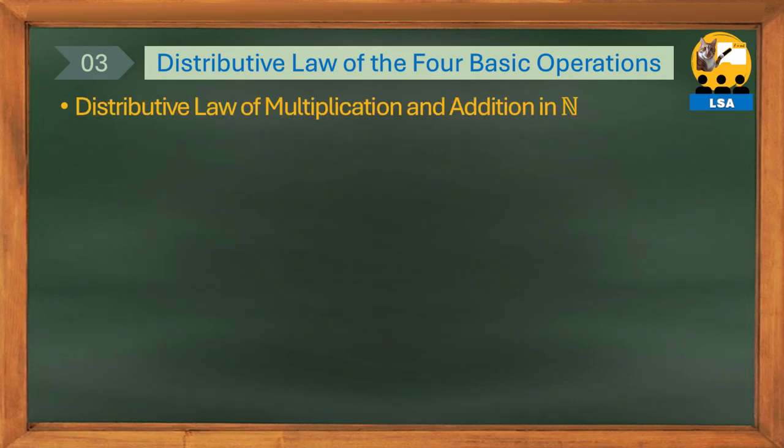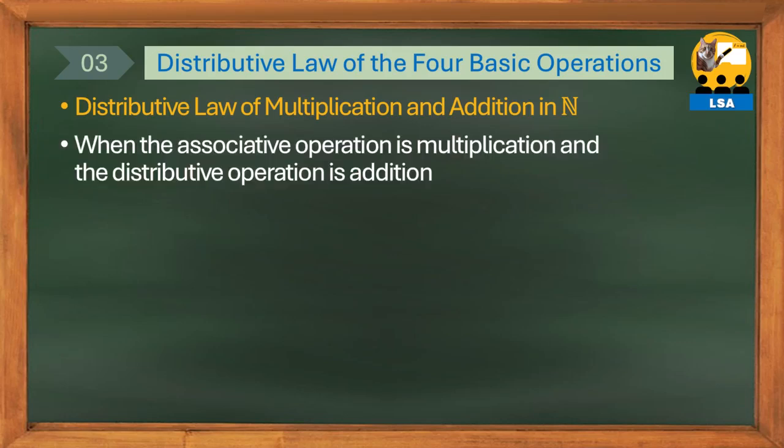When the two operations in the set of natural numbers are the addition operation and the multiplication operation, let's see if the distributive law holds between the two operations. Before proving it deductively, let's verify it with an example inductively. First, the case where the associative operation is multiplication and the distributive operation is addition. If the three numbers to be operated on are 3, 4, 5, the distributive expression becomes 3 plus the quantity 4 times 5. The value of this operation is 23.